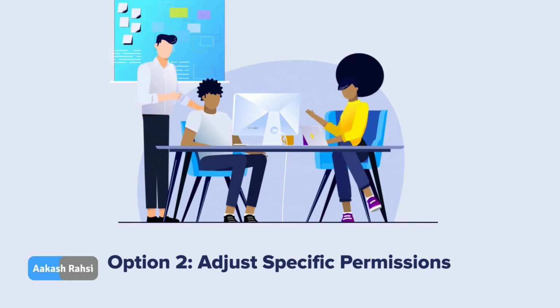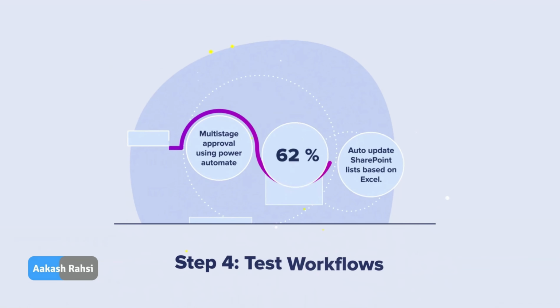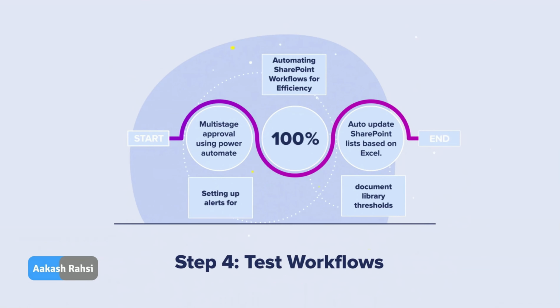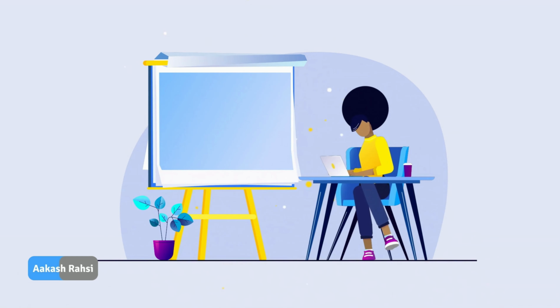Step 4. Test workflows post-fix. Run existing workflows to ensure they're functioning properly. Check triggers and user permissions if workflows remain broken, using Power Automate for error validation.